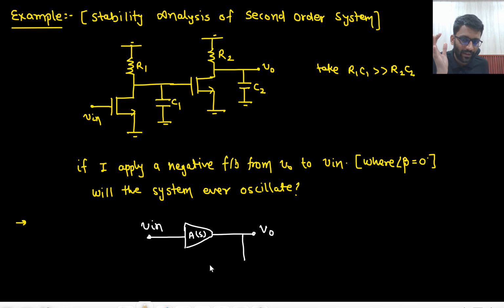That's it. I can provide some feedback, right? I will get some beta and provide it back to the input. I can provide feedback any day, but this is the current scene. So with the help of open loop, can we comment on the stability? This is what we are going to check now.